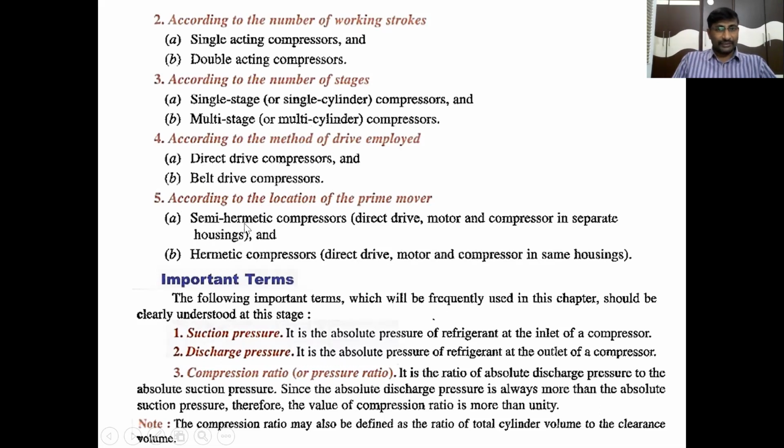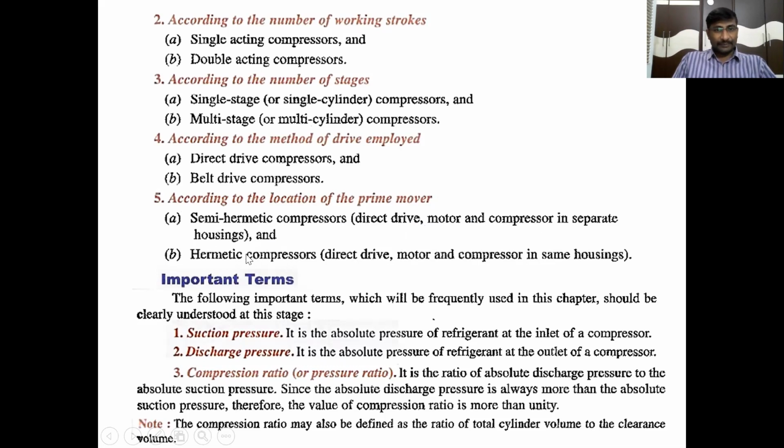Based on that, semi-hermetic compressors, that is direct drive, have the motor and compressor in separate housings. The compressor and motor are placed in separate housings, both placed somewhere else, far away from each other. The motor, the prime mover, is located away from the compressor. That is called the semi-hermetic compressor.